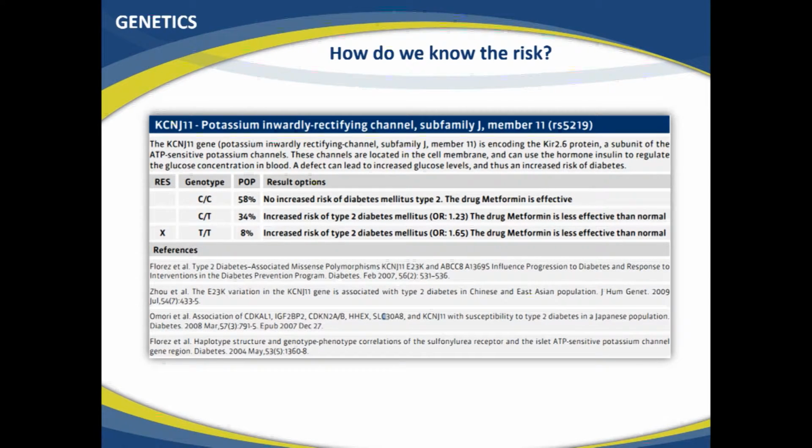If you have a CT, you have a higher risk, an odds ratio of 1.23, which means 1.23-fold risk, 23% higher risk. And the drug metformin is less effective than normal. So metformin is not so effective for this person. You might want to use another drug. And here with 2 Ts, the risk is higher, 1.65. The drug metformin is also less effective.